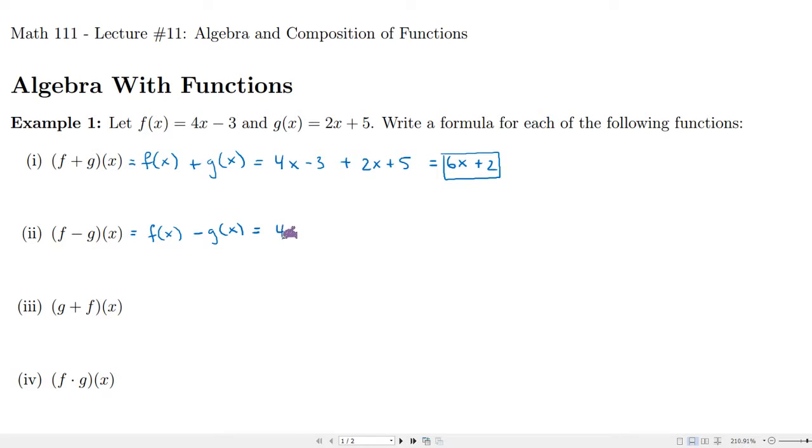Now here we have to be a little bit more careful because we're doing a subtraction. So it's a good habit, whenever you have to do the subtraction, to write the thing in parentheses, because you're going to have to distribute that minus, as we've seen in many problems before. So this is actually 4x minus 3 minus 2x minus 5. So the 4x minus the 2x gives us 2x, and the minus 3 minus 5 gives us minus 8.